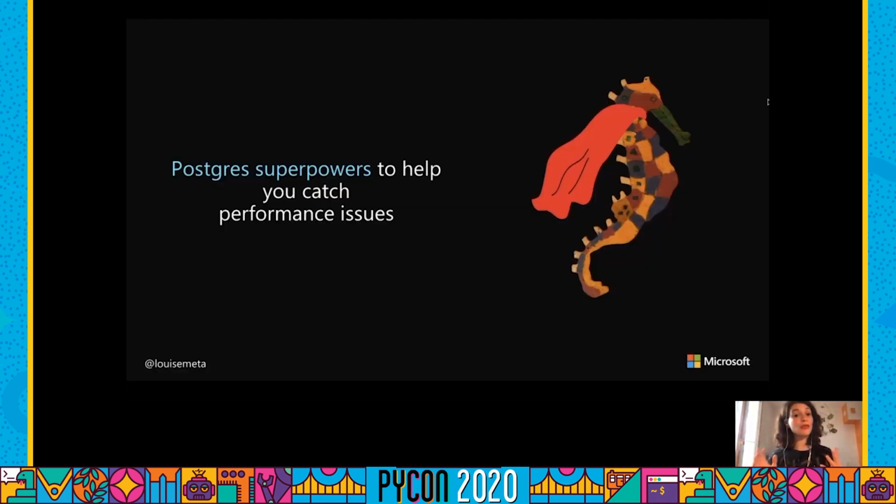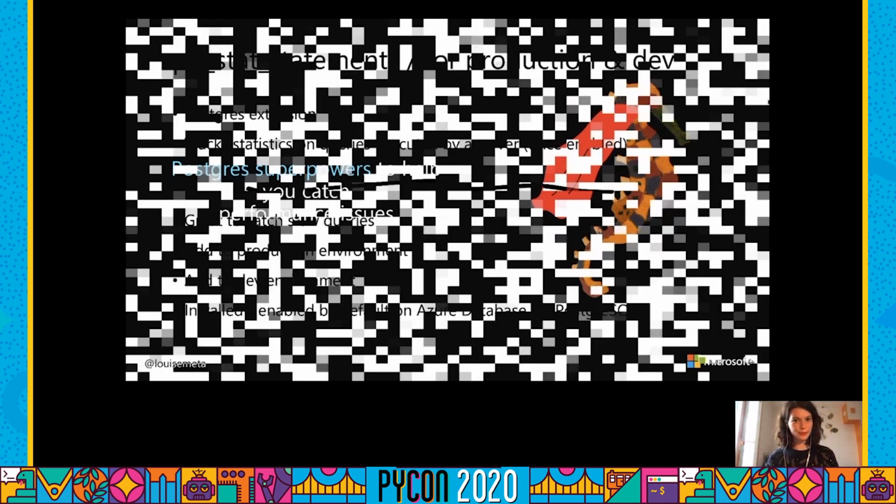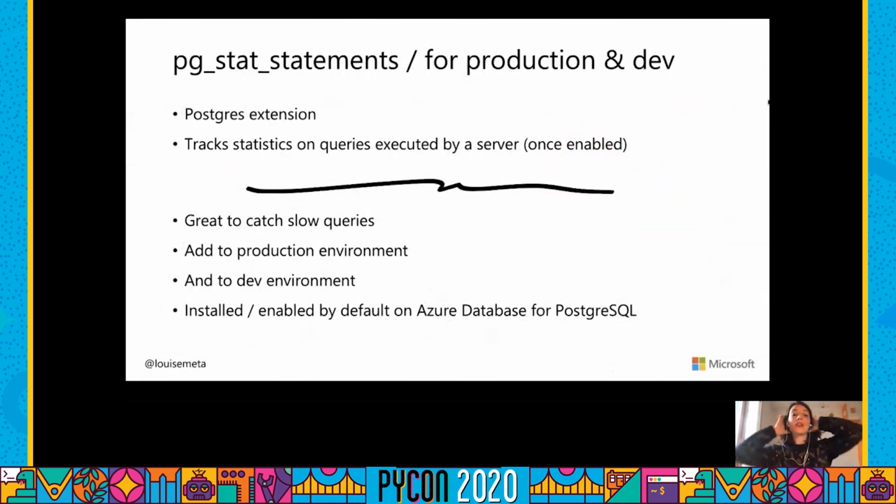So how can you prevent that? And how can Postgres superpowers, like a seahorse with a cape, help you with performance issues? So the first tool that I want to introduce is pg_stat_statements. It's a Postgres extension, so you install it using create extension, and it's going to help you track statistics on queries that are executed on your server.